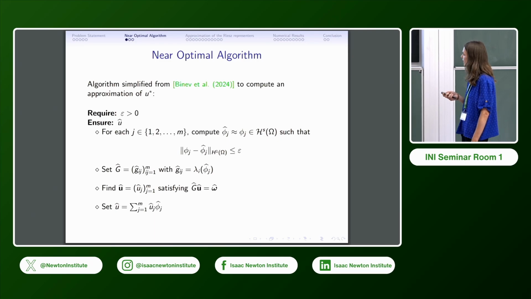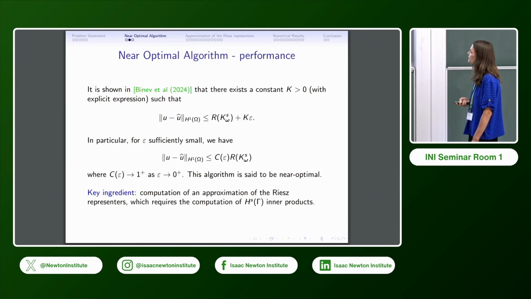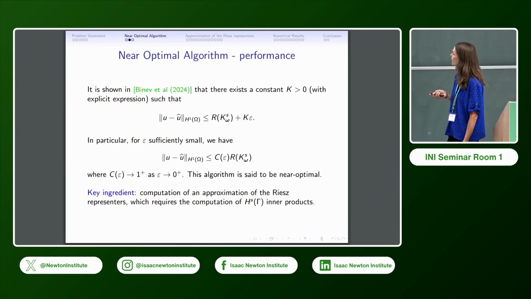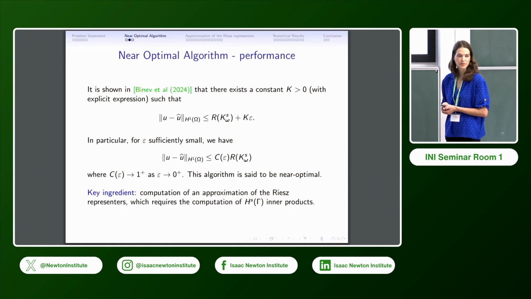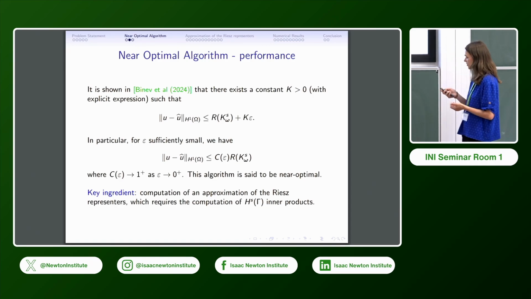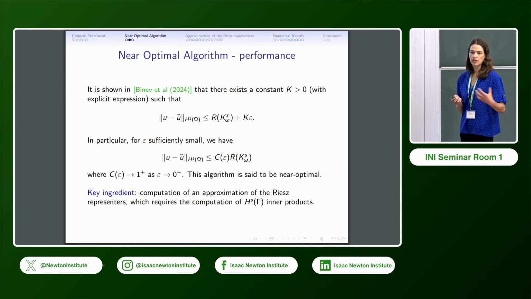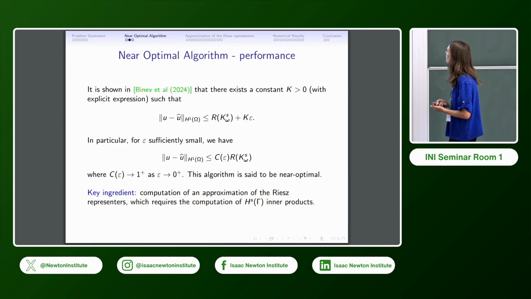And the output of this algorithm satisfies the following guarantee. So again, the u is the function I'm trying to recover. The u hat is the output of the algorithm. And what we have is that it is the Chebyshev radius of this extra k times epsilon, where the epsilon controls how well I approximate the Ritz representer. Okay, so in other words, if I take this epsilon small enough, in terms of computation, it will mean having to do more work to get a better approximation.